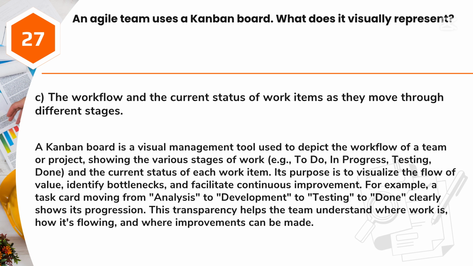Answer: C. The workflow and the current status of work items as they move through different stages. A Kanban board is a visual management tool used to depict the workflow of a team or project, showing the various stages of work, e.g., to do, in progress, testing, done, and the current status of each work item.